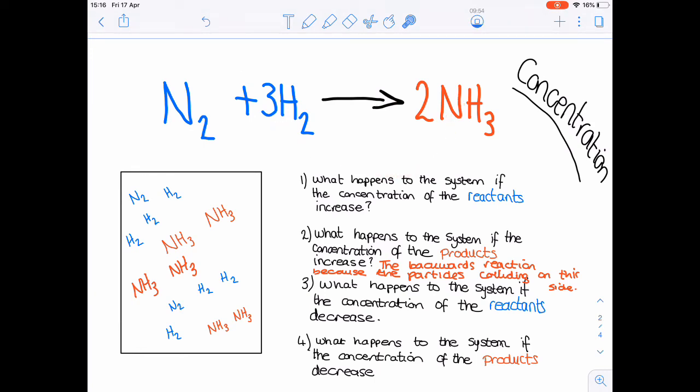So the particles are colliding and reacting at the same rate as for the forwards and the backwards reactions. So if you just pause the video and have a go and think about what would happen to the system if the concentration of reactants decrease. Imagine rubbing some of these out and have a go at it, and then come back and look at the answers and see what I've put.